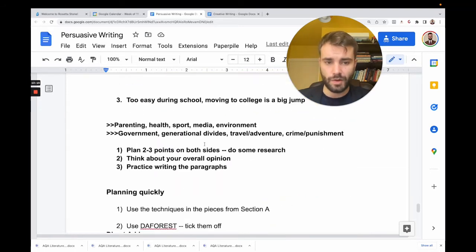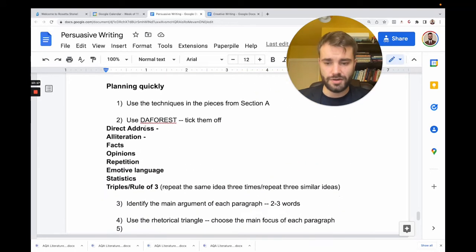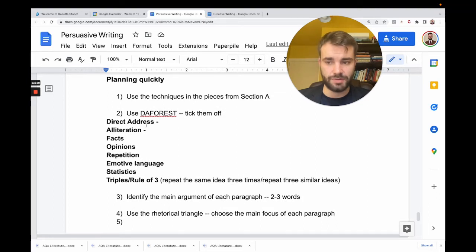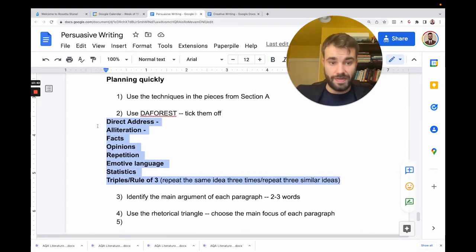So, one more thing. Okay, finally, a tip you can use to find quick rhetorical techniques, persuasive techniques to use is DeForest. So it stands for direct address, alliteration, facts, opinions, repetition, emotive language, statistics, and triples, or the rule of 3, where you repeat the same thing in 3 different ways. Like Julius Caesar, when he came to Britain, said, I came, I saw, I conquered. That's a rule of 3, 3 ideas linked together. So all of these are powerful techniques, and you can write that down, write down DeForest when you start doing a piece of persuasive writing, and then tick off each letter when you've used it.